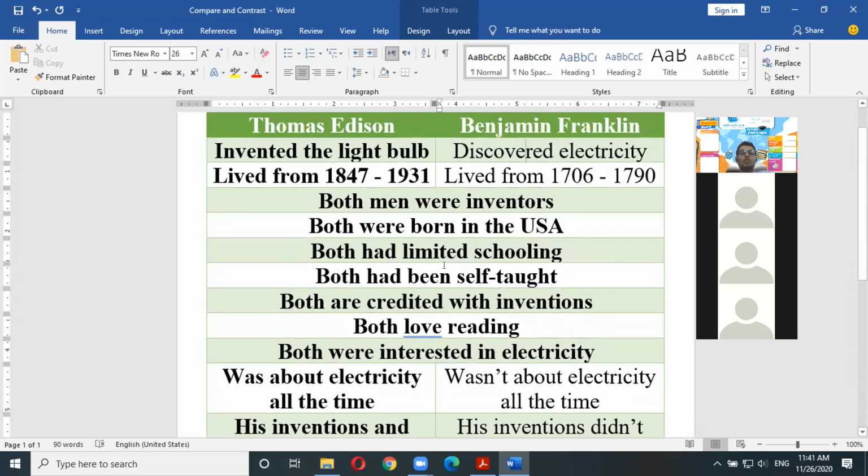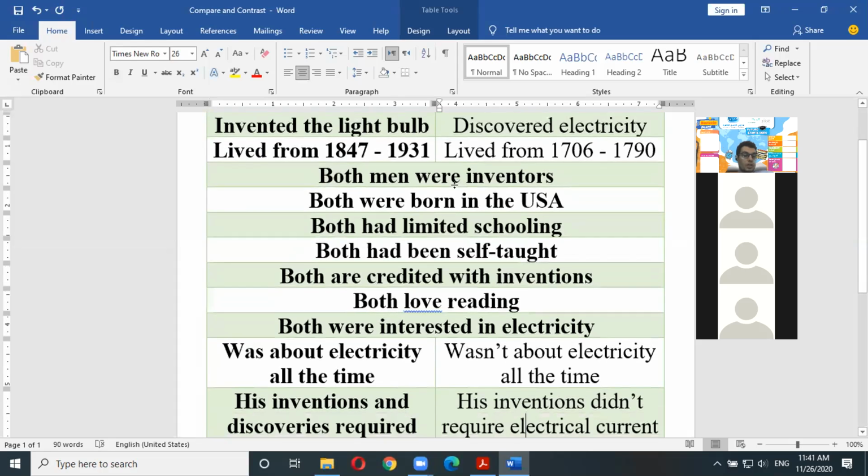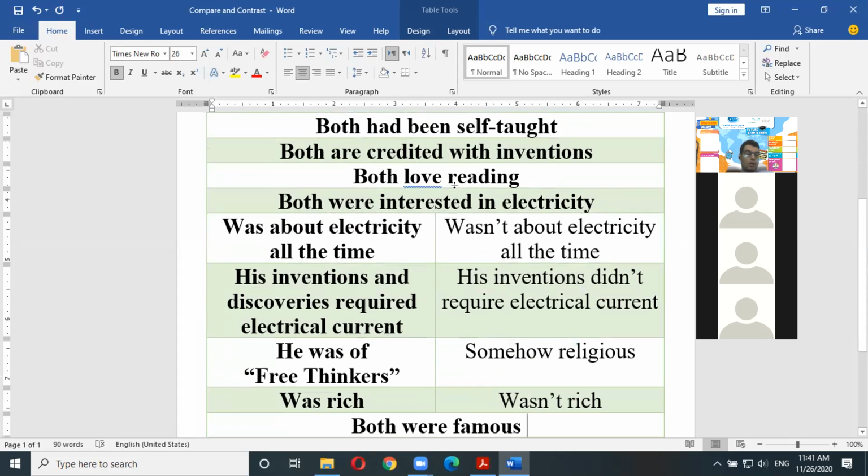Now I have extracted the information from the writing, and now I know the basic information about Thomas Edison and Benjamin Franklin. This one invented the light bulb, and this one discovered electricity. This one lived in the 1800s, and this one lived in the 1700s. Both men were inventors. They were both born in the US. They both had limited schooling. Both were self-taught. Both are credited. Both love reading. Both were interested.